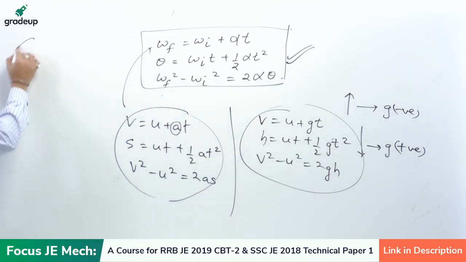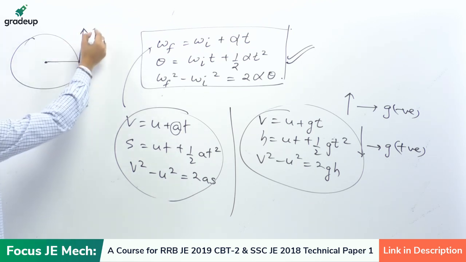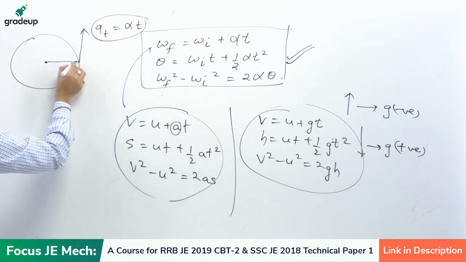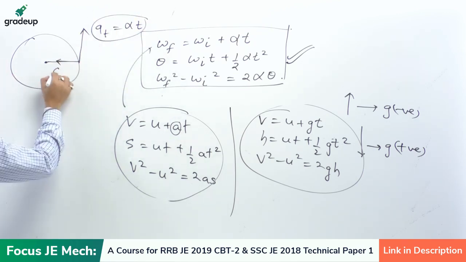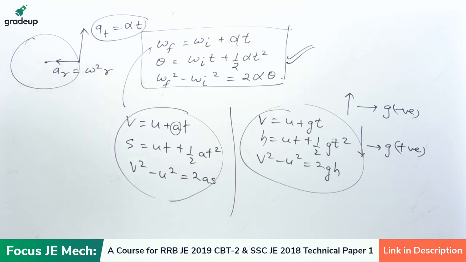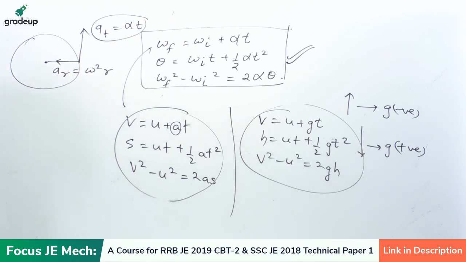Suppose this is any circular motion. The acceleration this side is your tangential acceleration. It is given by alpha into r. And the acceleration this side is your radial acceleration. This is given by omega square r. Clear? And there will be the resultant of both of these, from which you will get the total acceleration. That is, a_r is equal to omega square r, a_t is equal to alpha into r. Clear?